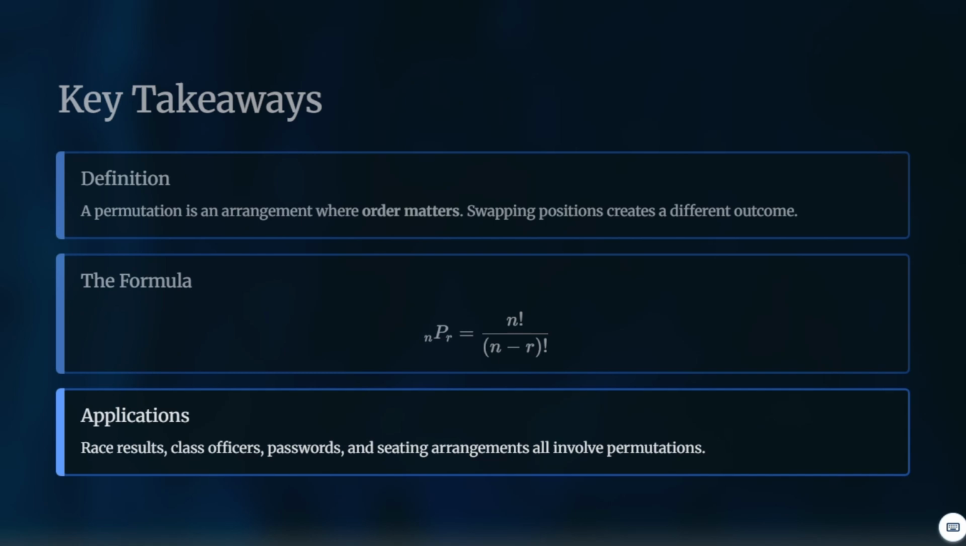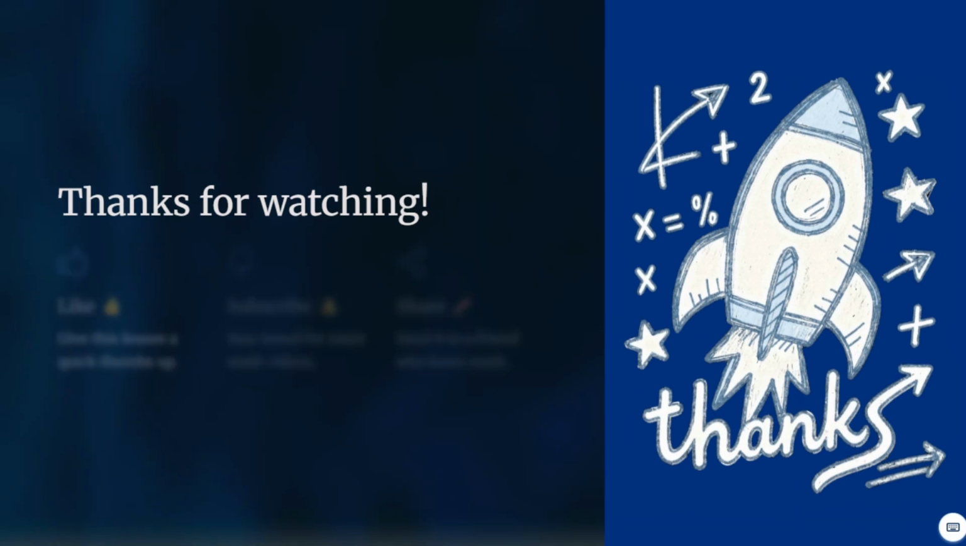What if order doesn't matter? Suppose we're choosing 3 students for a comedy. Does it matter who was chosen first? No. That's where combinations come in, and that's what we'll discuss next.